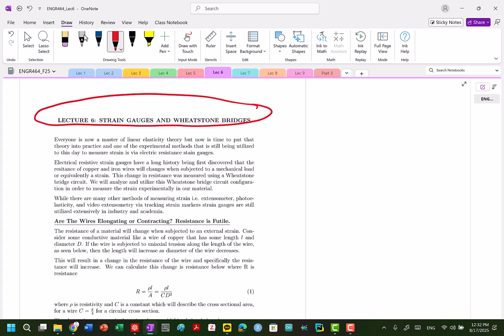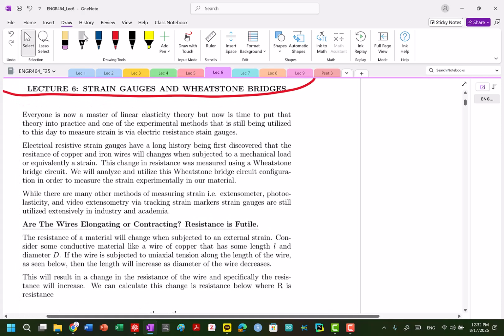So make sure you have a good background in material science and material mechanics, as well as some of the essentials from a circuits class. I think those are really critical, but we're going to go over them together anyway.